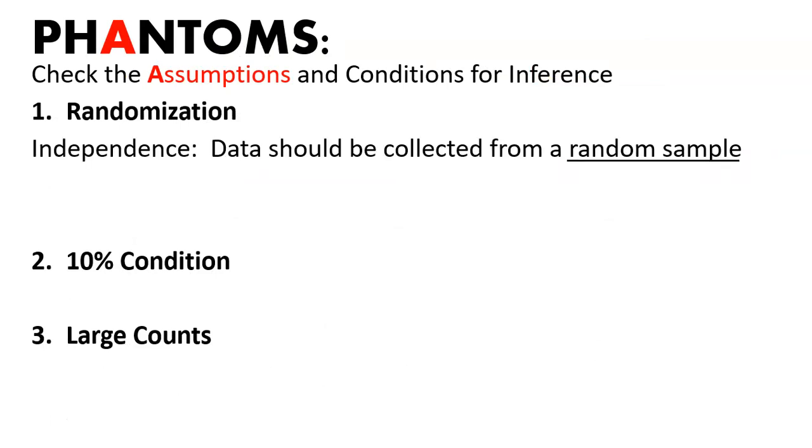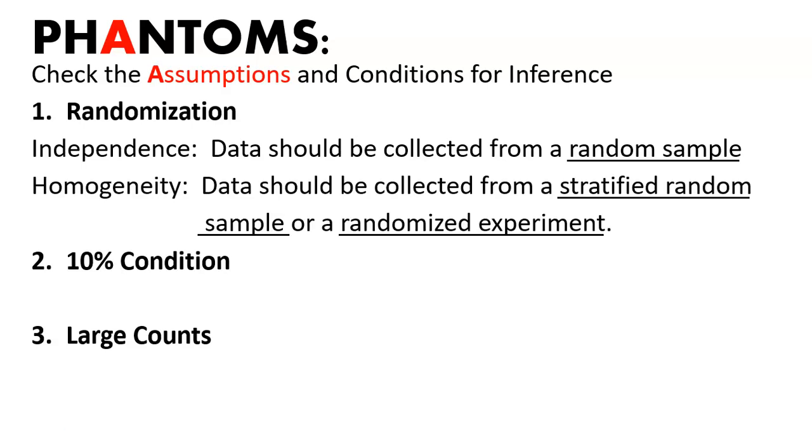For the assumptions and conditions, randomization is still there. If we're talking about the independence of 2 variables in one population, then that should be collected from a random sample. Homogeneity is comparing 2 groups, so you could be taking either 2 random samples or a stratified random sample, meaning that you randomly sample from the men and you randomly sample from the women, or you randomly sample from some other group that shares a common characteristic. So one sample essentially representing 2 different populations because it's stratified. Or your 2 groups could come from a randomized experiment.